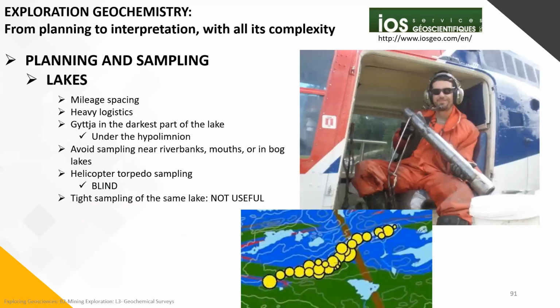For lakes, mainly we have mileage spacing or kilometric spacing. Heavy logistics. We try to avoid sampling near riverbanks, mouths, or in bog lakes. We use helicopter torpedo sampling, which is called blind sampling, which is basically done covering the entire water area. Tight sampling of the same lake is not useful since the lake is closed and has no contamination from any water beds.